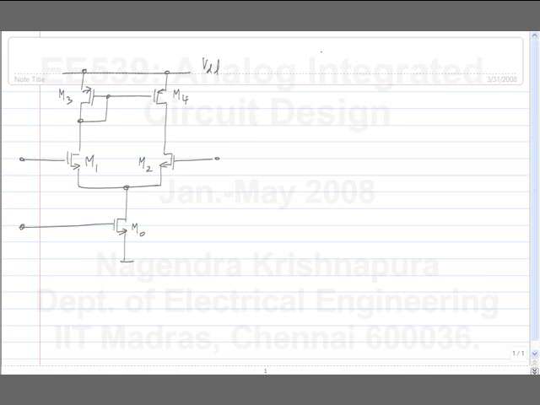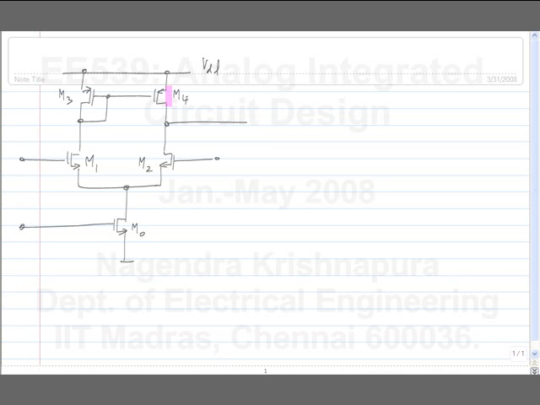Let's say you design this and you get a DC gain of 50. Now I want a DC gain of 1000. What do I do? Length of PMOS. So you go on increasing the length of PMOS and the gain will improve.